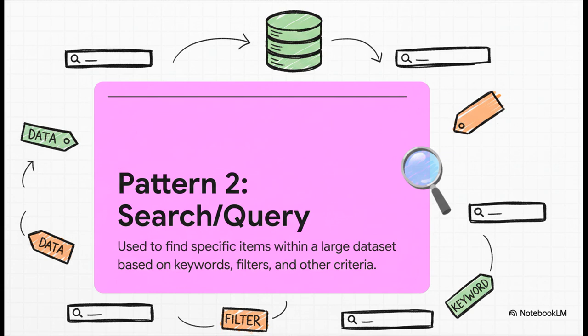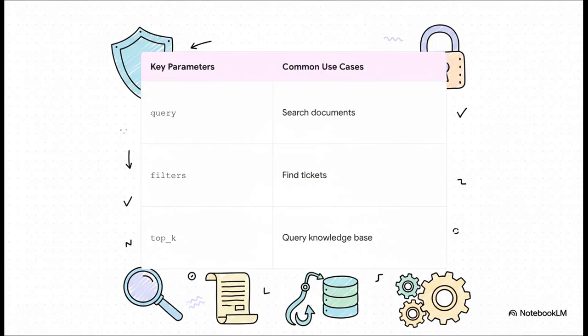Next up, we've got the search pattern. So if the list pattern is for browsing, the search pattern, well, that's for hunting. It's designed to find that one specific needle in a gigantic haystack, using keywords and filters to zero in on exactly what you need. And here, you can really see the power of precision. That required query parameter makes sure you're looking for something specific, while optional filters let you narrow things down by, say, date or category. The top K parameter ensures you get the most relevant results without pulling down the entire database. It is all about targeted, efficient data retrieval.